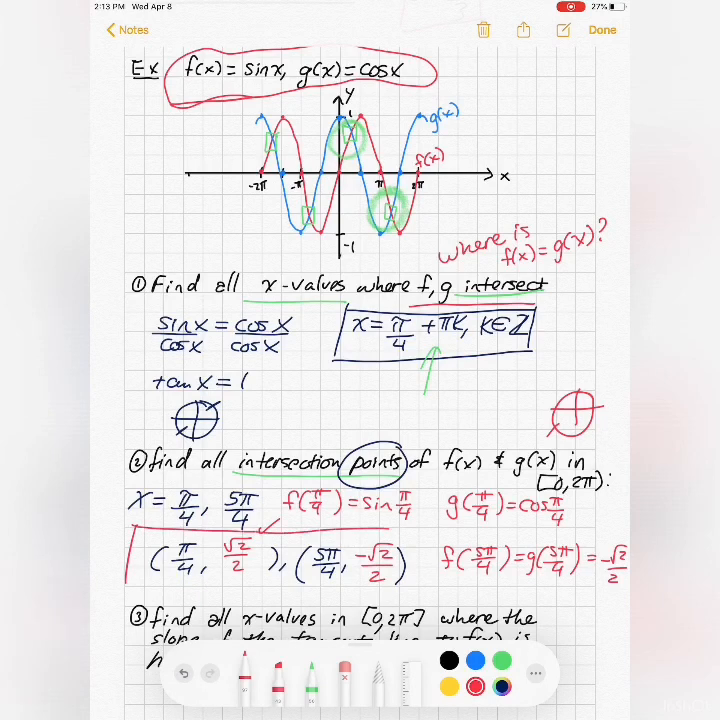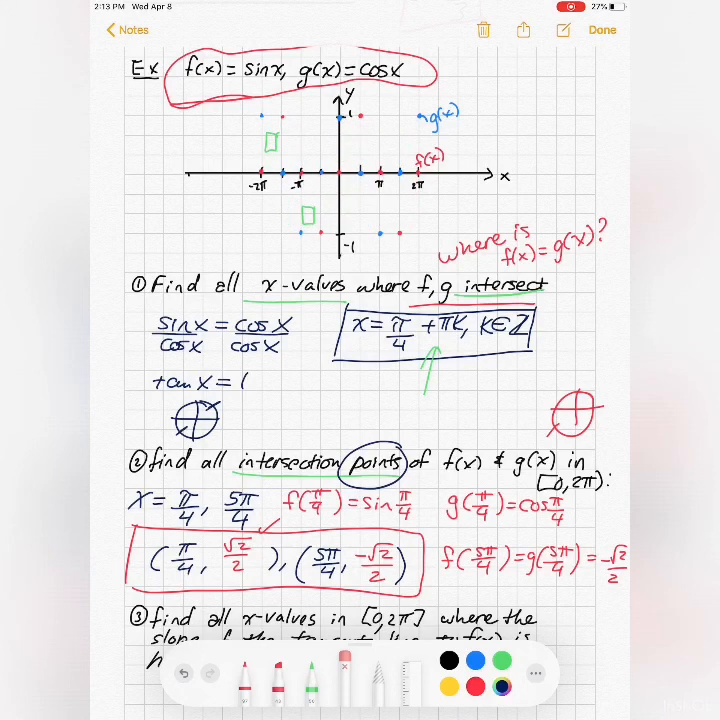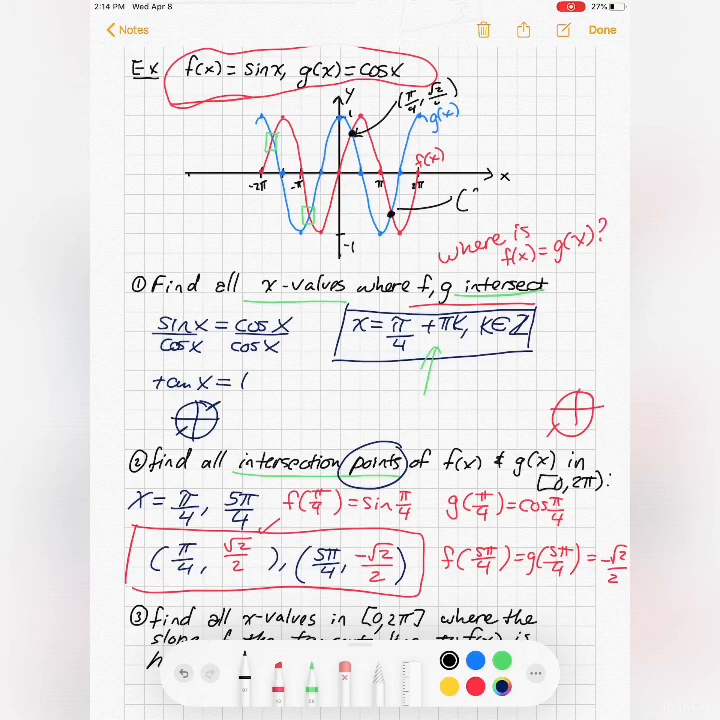So if you look up here at the graph, if I was to actually label that point, that would be pi fourths comma root 2 over 2. This one would be 5 pi fourths, negative root 2 over 2. Looks correct.